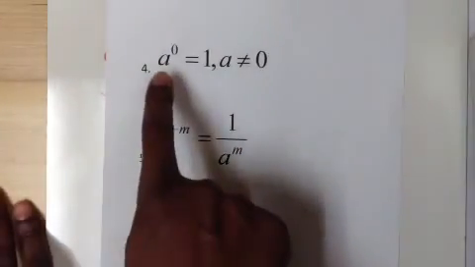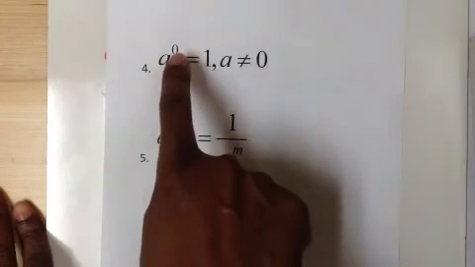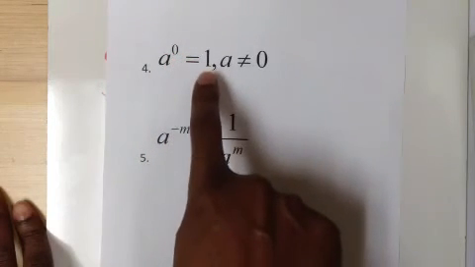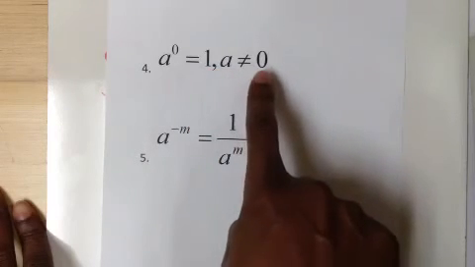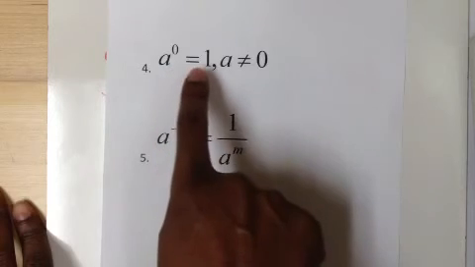Number 4. Anytime that I have a to the 0 power, this is equal to 1. It is to be stated that a cannot be equal to 0. A to the 0 power is equal to 1.